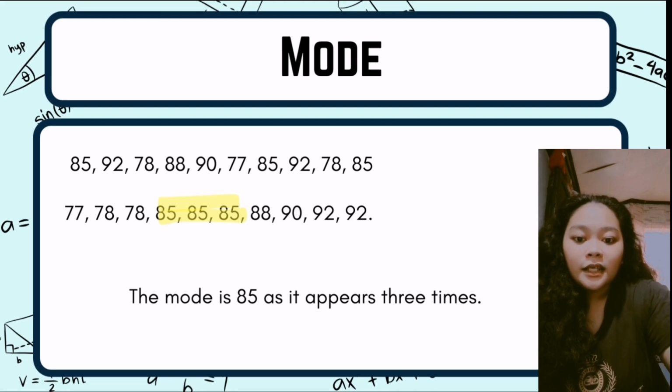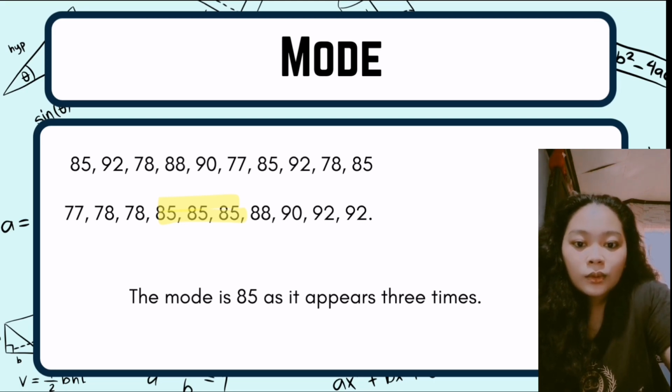Our mode here: we need to find the number that appears twice, or 3 times, or more than once. In this case, we see that 85 appears 3 times, so that's our mode, because there are 2 numbers that appear twice, but 85 appears 3 times, so that's our mode.